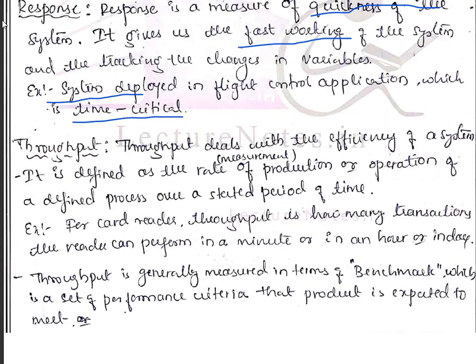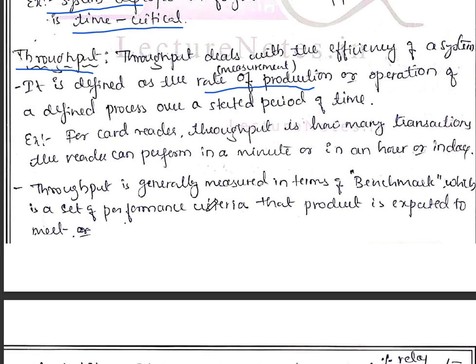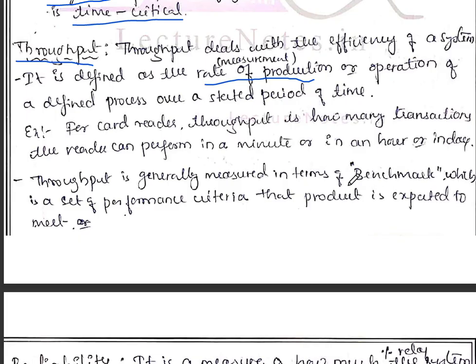And next one would be throughput. Throughput mainly deals with the efficiency of a system. It is defined as the rate of the production or operation of a defined process over a stated period of time. Throughput is generally measured in terms of benchmark, which is a set of performance criteria that the product is expected to meet.